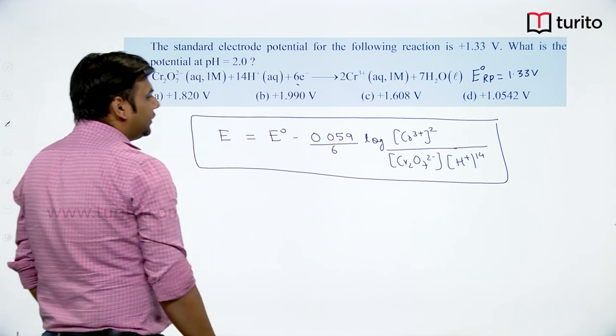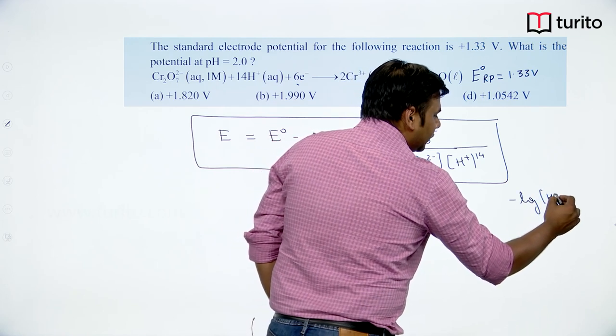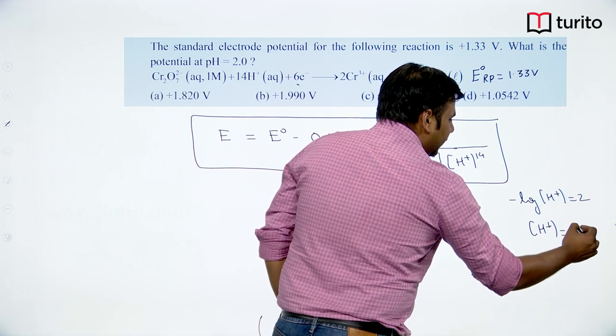Now, when pH is equal to 2, we know that pH is minus log of H plus. So when this is equal to 2, H plus will be equal to 10 raised to the minus 2 molar.